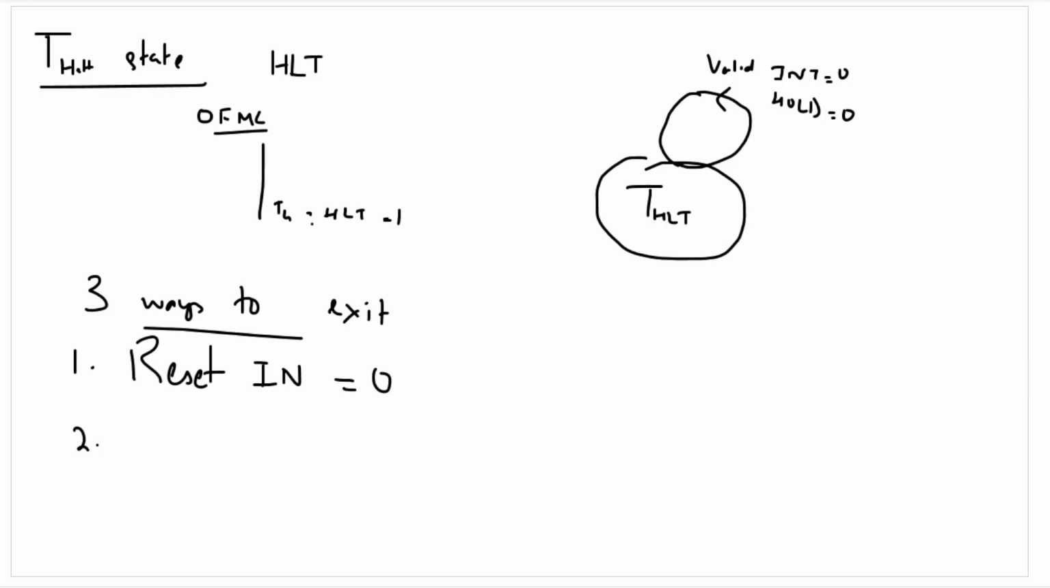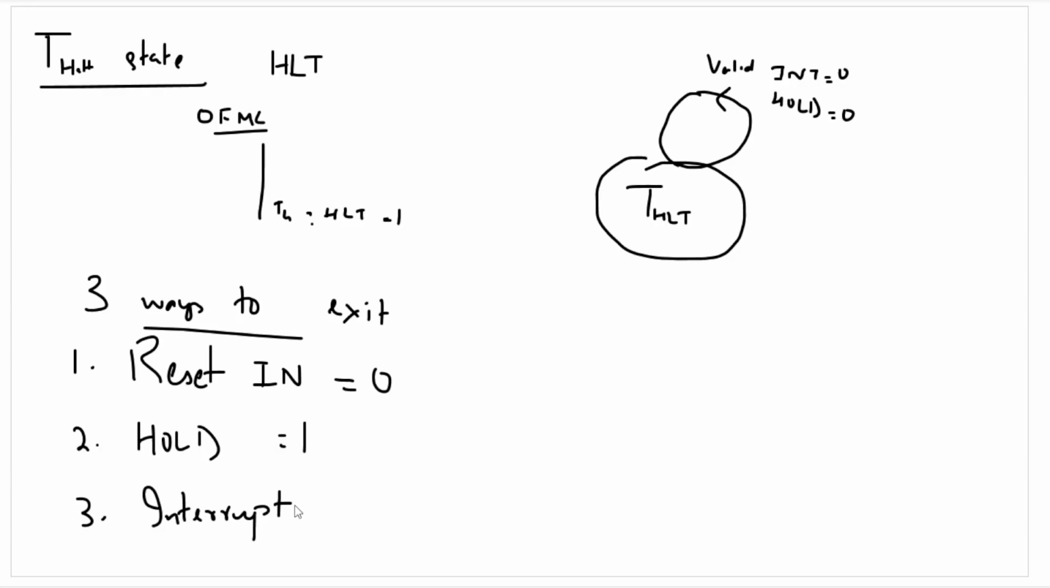The second way of getting out of the halt state is to make sure that the hold signal is high. If the hold signal is high, the microprocessor will enter the T hold state and exit the T halt state. Fine. So you can exit the T halt state by either setting it into the T reset state, or by setting it into the T hold state. Or the third way of exiting the T halt state is by execution of the interrupts.